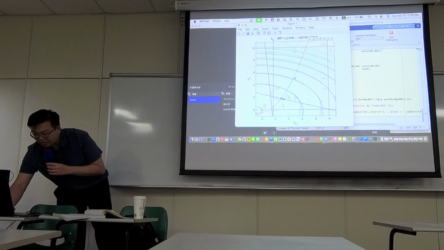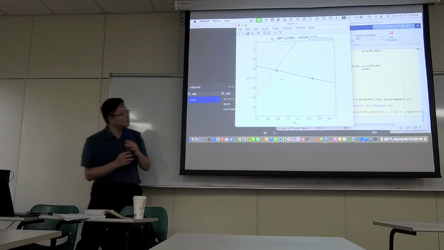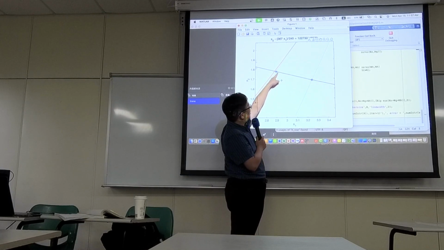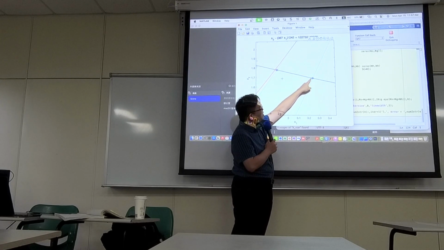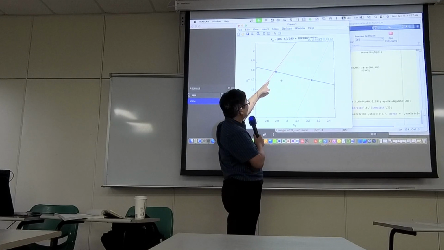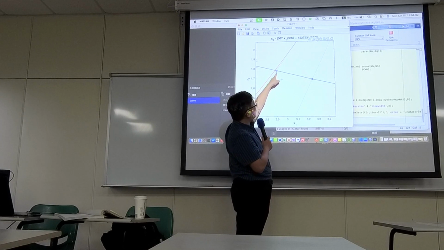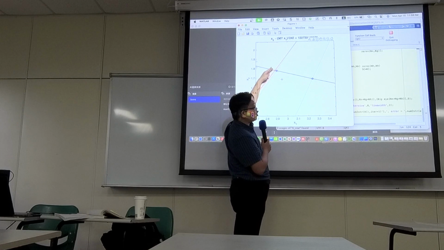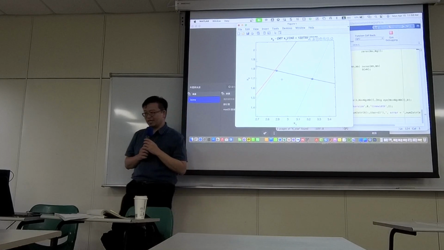Once it's solved, you can see it's moving to the intersection between the green and the black. There is still a tiny gap because the approximation from here only gives us this much accuracy. So we probably need to do another round of approximation until this is close enough. It really depends on how accurate you want the solution to be.